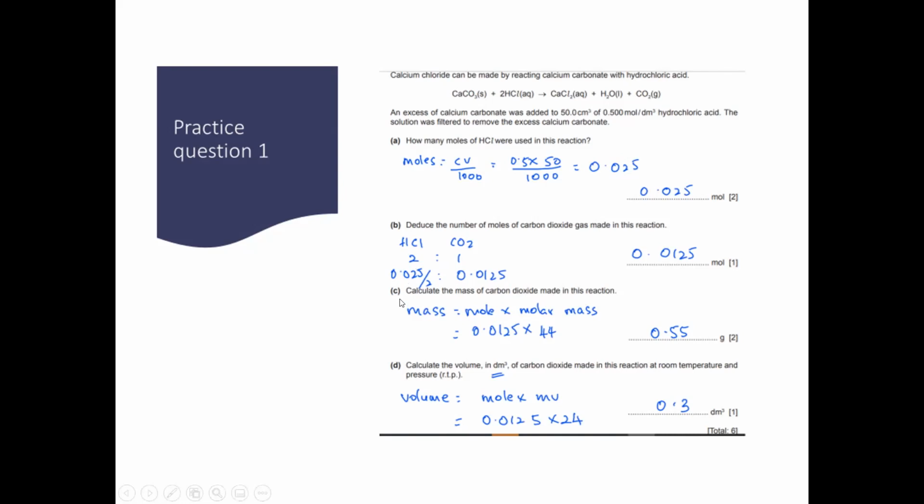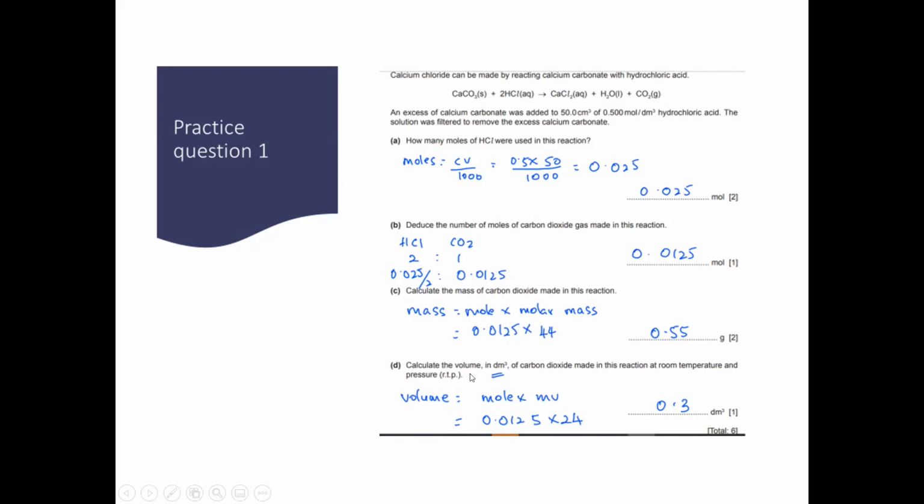Okay, moving on to C, calculate the mass of carbon dioxide made in this reaction. Mass is equal to mole times molar mass. Since we already know the moles of carbon dioxide made, we need to calculate the molar mass of carbon dioxide by using the relative masses in the periodic table, and you get your answer as 0.55 grams.